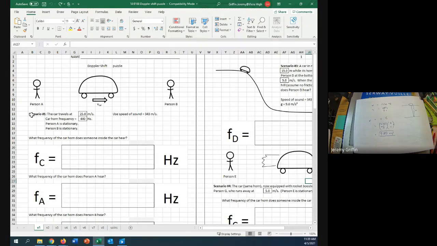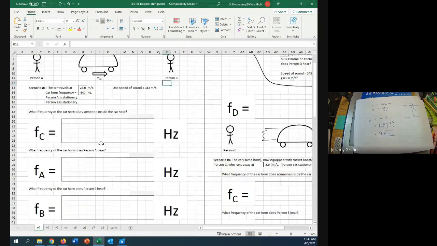So scenario one. I've got a car traveling at 25 meters per second, going left to right. Let's use the speed of sound as 343 meters per second. Maybe the car horn's dominant frequency is 440 hertz, so like beep beep, it could sound like an A note, right? These two people are just standing there, maybe on the sidewalk. We've got 3 different perspectives.